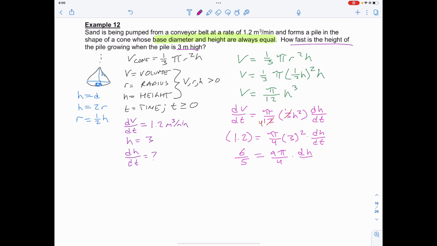times dh over dt. And that means that if I'm dividing both sides by 9 pi over 4, I'm multiplying by the reciprocal. So dh over dt is going to equal 6 over 5 multiplied by 4 over 9 pi, which is 24 over 45 pi. And I can divide both those by 3, and I get 8 over 15 pi meters per minute.